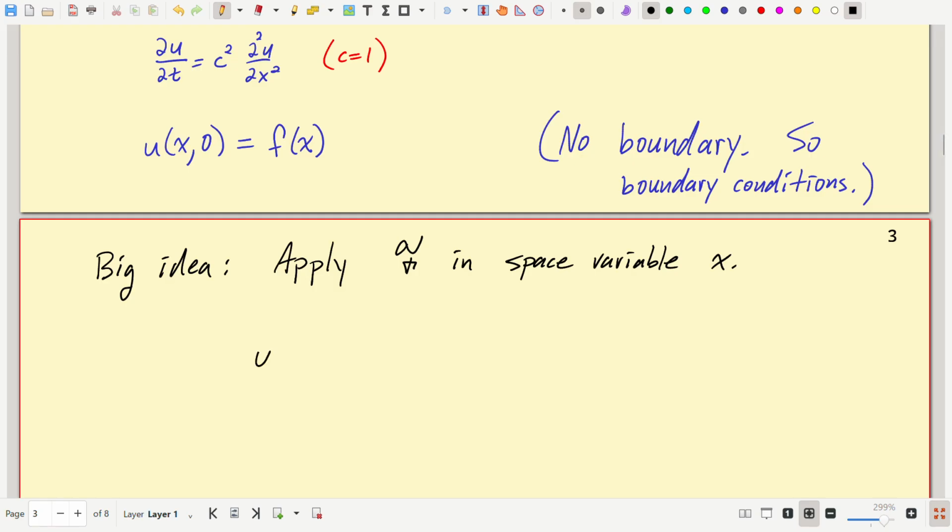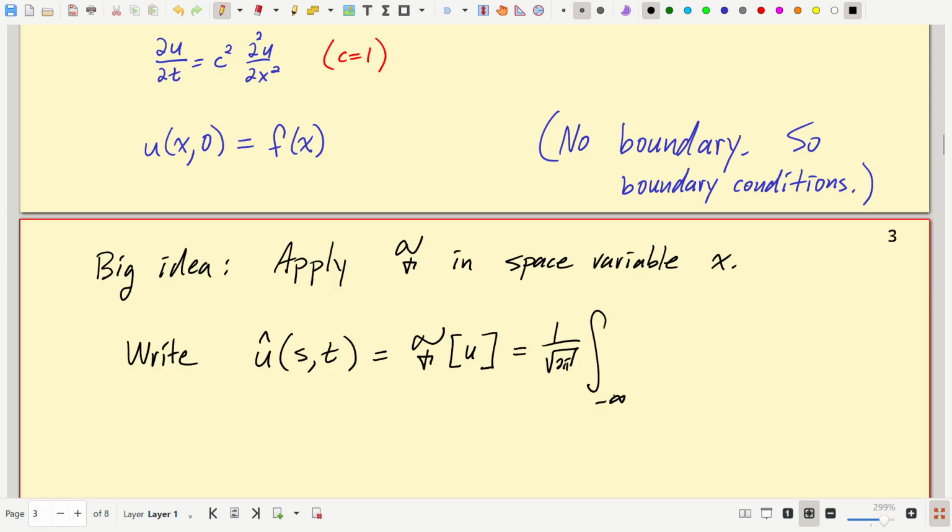So let's write u hat of s, t. It is going to be the Fourier transform in the space variable of u, and that would be 1 over the square root of 2 pi, integral from minus infinity to infinity, integrating with respect to x, the t floats along like a parameter, and here I'd have e to the minus i s x dx.